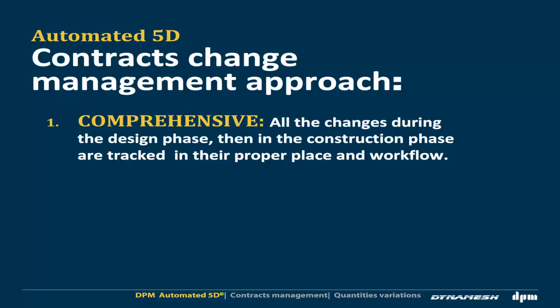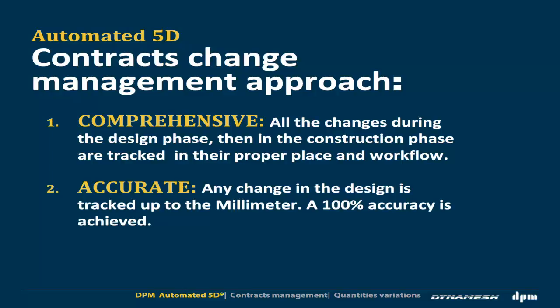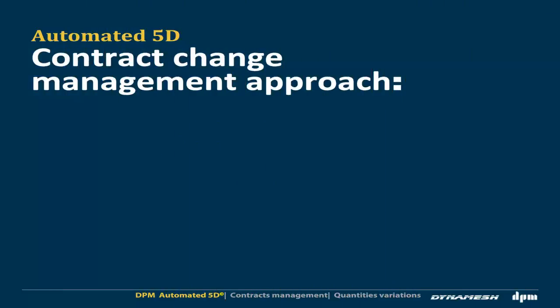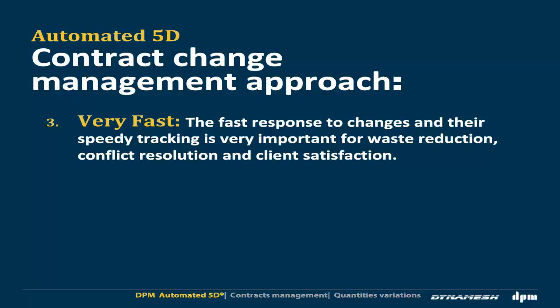First, the approach is comprehensive, as all the changes during the design phase, then in the construction phase, are tracked in their proper place and workflow. Second, it is incredibly accurate, as any change in the design is tracked up to the millimeter, and a 100% accuracy is thus achieved. Third, it is more than 30 times faster than traditional and 4 to 5 times faster than regular BIM. This fast response to changes and their speedy tracking is very important for waste reduction, conflict resolution and client early-on notifications and satisfaction.